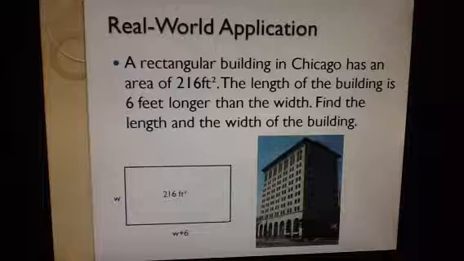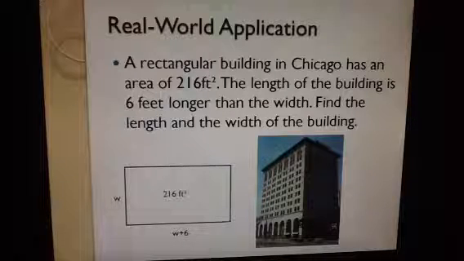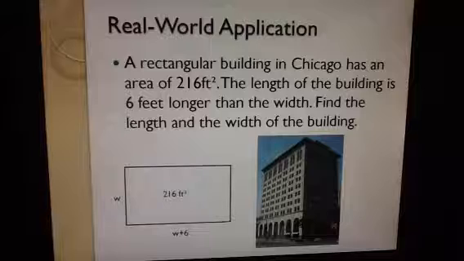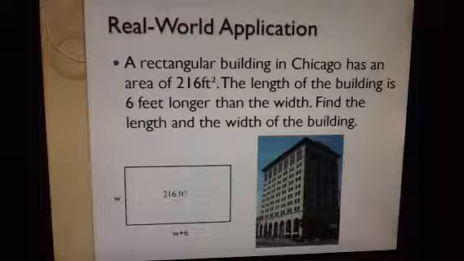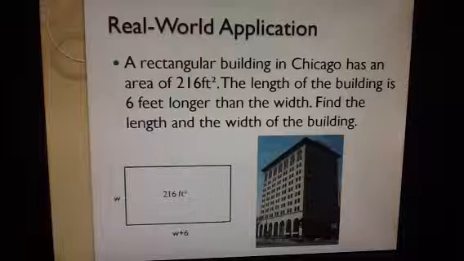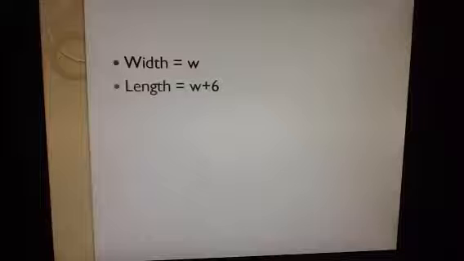For a real-world application problem, the problem is a rectangular building in Chicago has an area of 216 feet squared. The length of the building is 6 feet longer than the width. Find the length and the width of the building. To set this problem up, we have the width, which is w, the length, which is w plus 6. The formula for the area of a rectangle is length times width. So we set it up as w plus 6 times w equals 216.